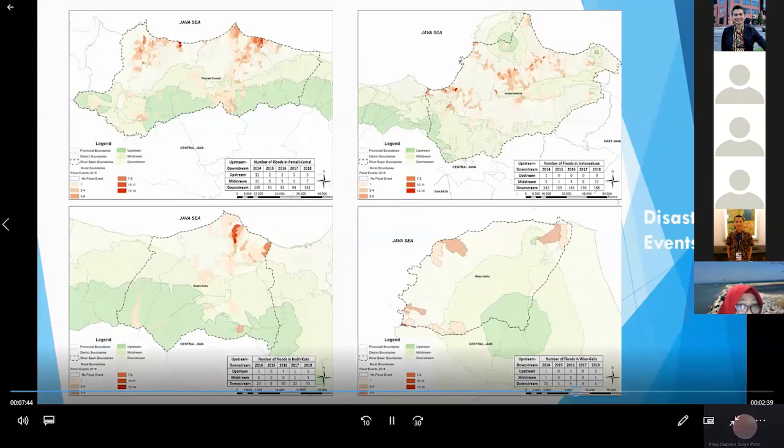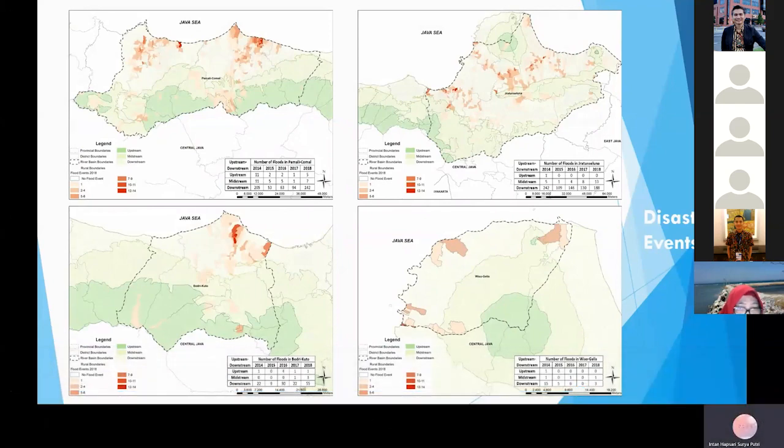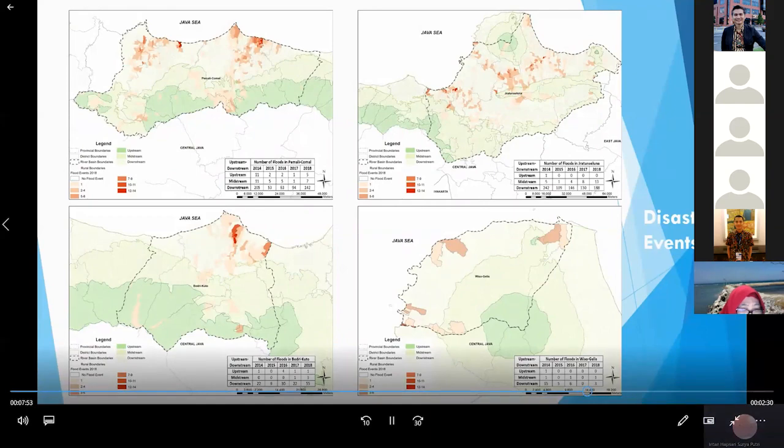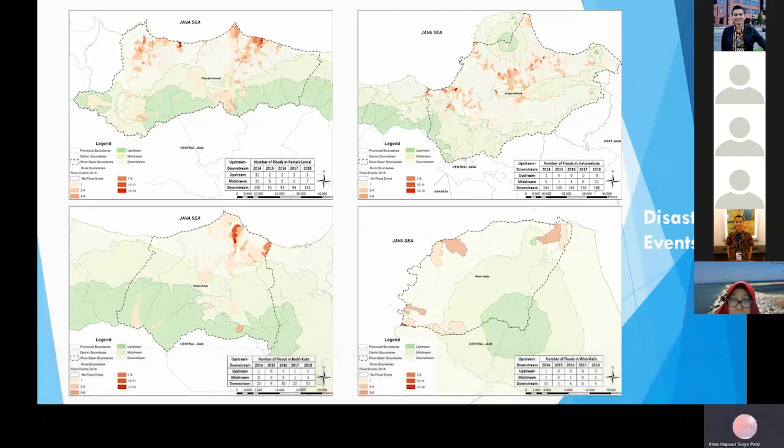Related to the disaster events, this is the map of the area with a picture about the conditions, where we can see the frequency of flood in the four river basins fluctuates from 2014 to 2018 generally. It was evident that flood dominantly occurs in the downstream area rather than in the upstream and midstream area, as we can see in the picture.